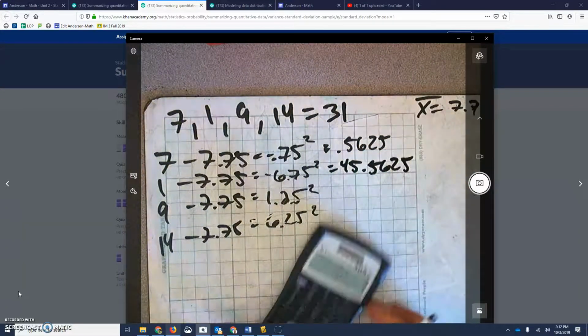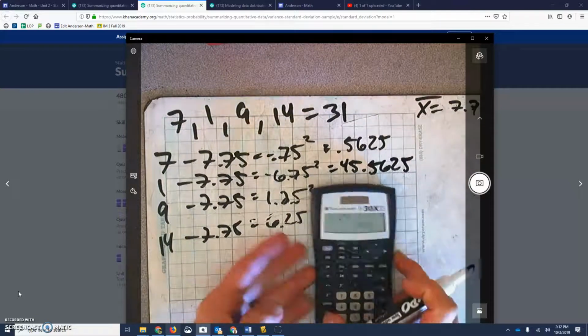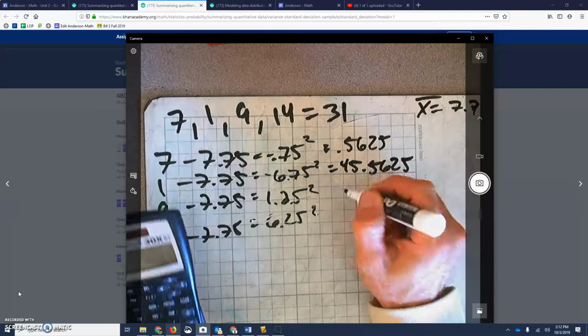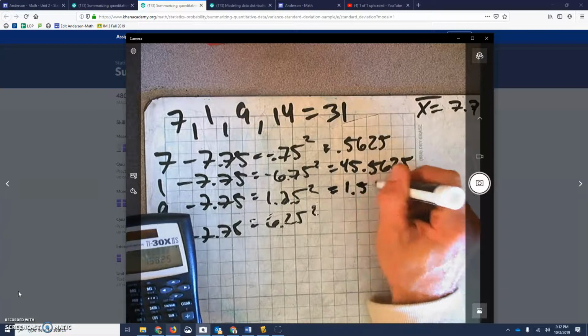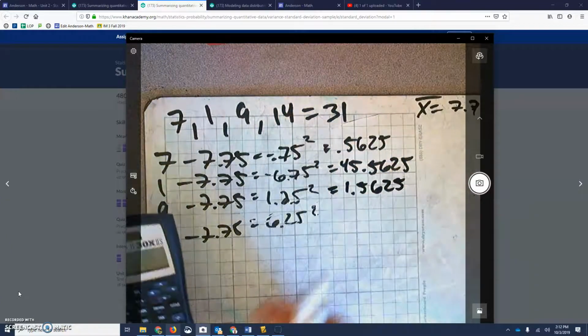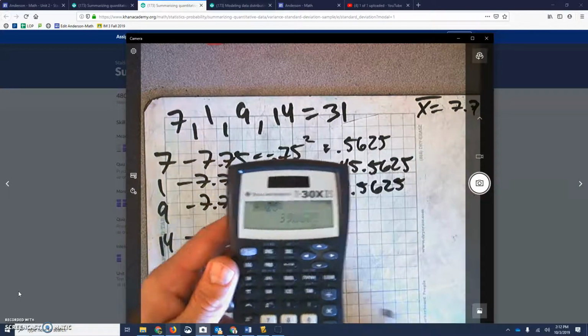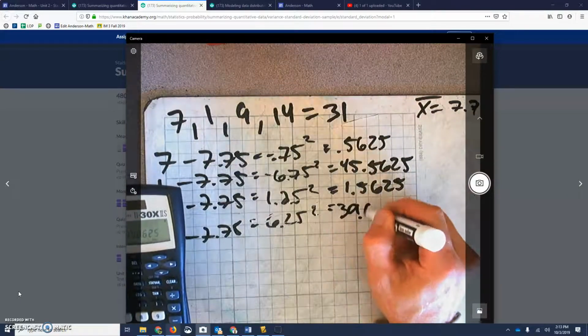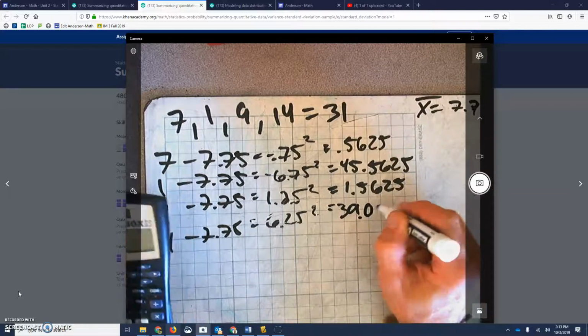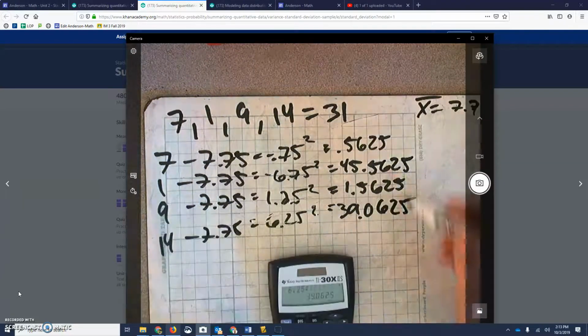45.5625. We have 1.25 squared is 1.5625. And finally, we have 6.25 squared, which is 39.0625. All right, we're going to add all these up and find the average, and that is our variance.